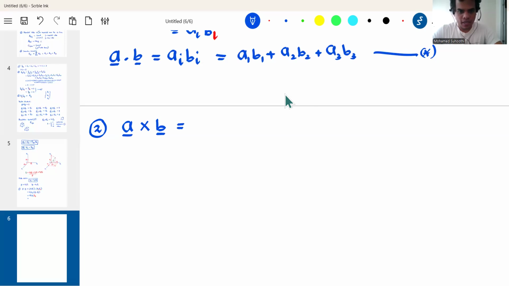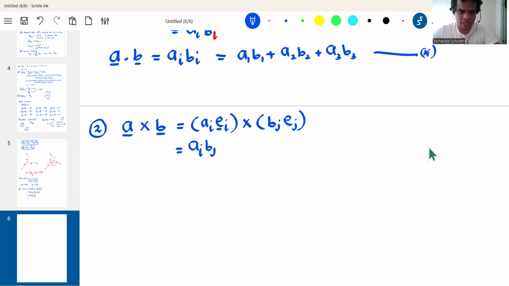Okay, so now A_i e_i can be written as a vector cross B_j e_j. Why am I changing the index to j? Again, the same rule: an index cannot be repeated more than twice. Okay, so now these two are normal scalars, and you can multiply them in the normal way.